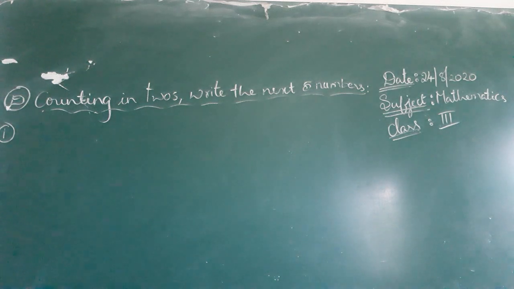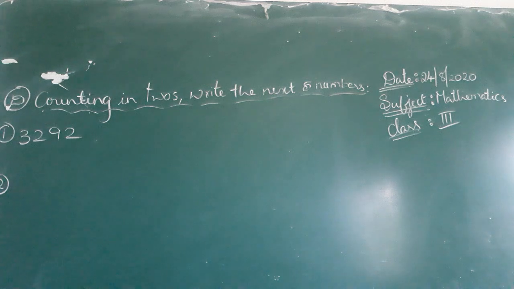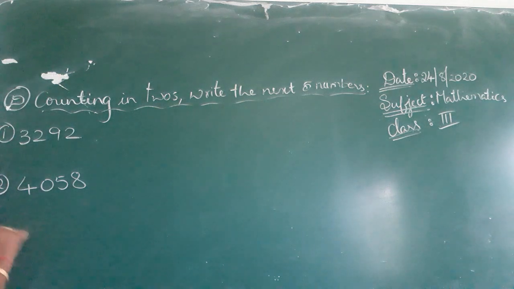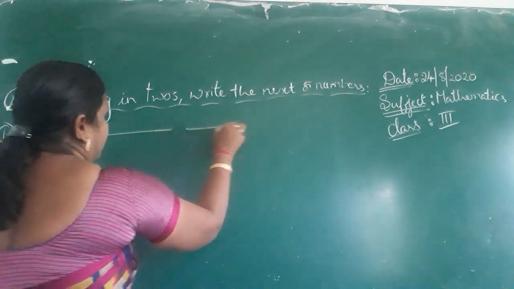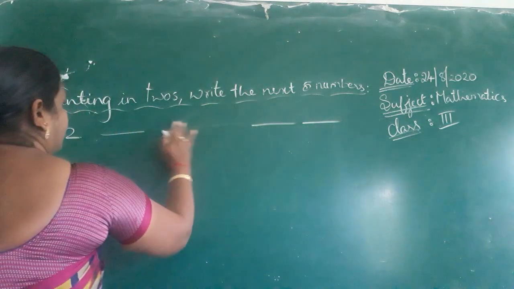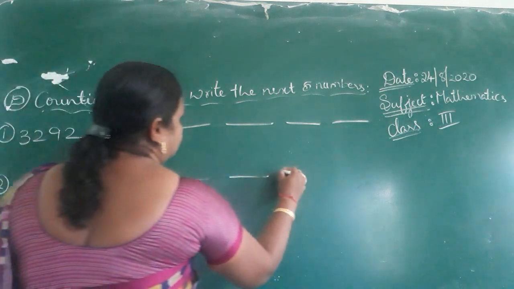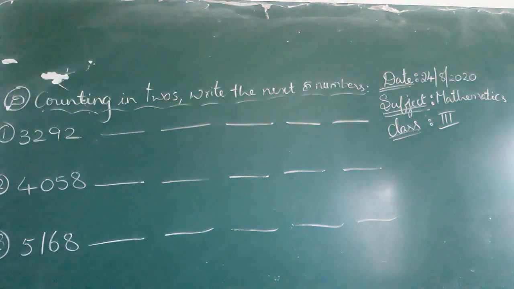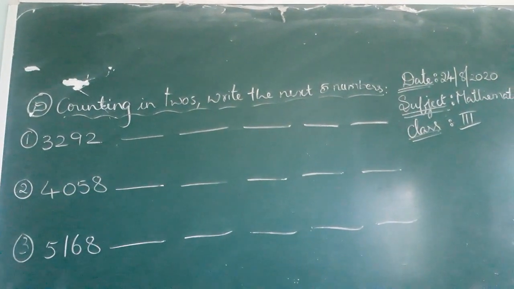3292. Secondly, 4058. Third one, 5168. Okay, they are asking us to write the next 5 numbers by counting in twos.